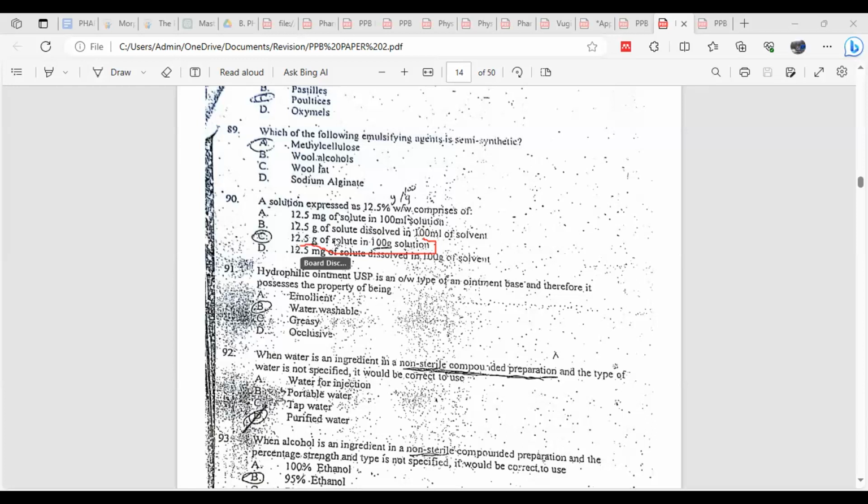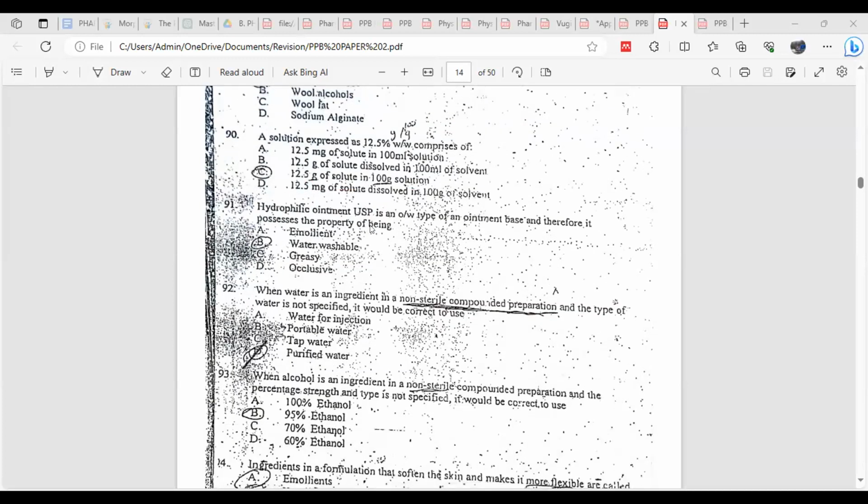A solution expressed as 12.5% weight by weight comprises of grams in 100. That option C is weight by volume. No, there's a B. B is weight, grams in 100 ml. Yeah, that's weight by volume.